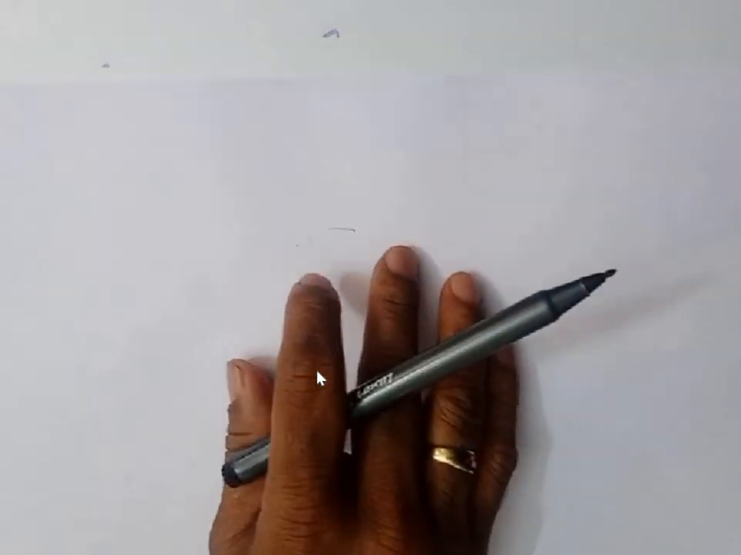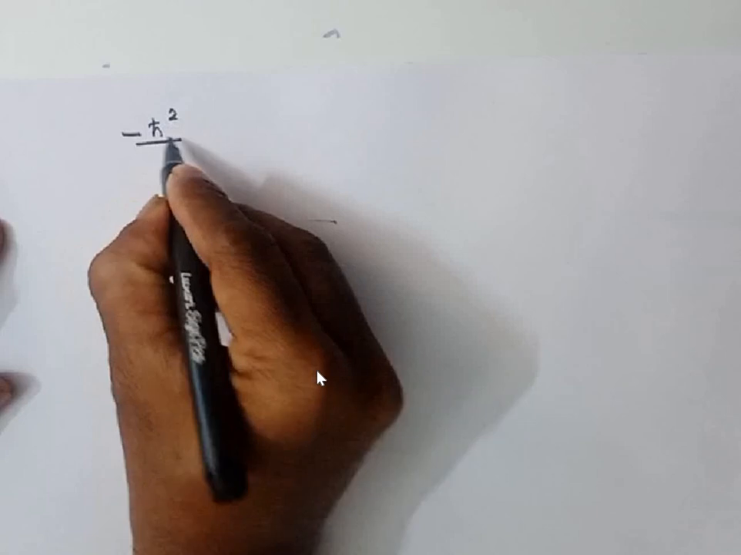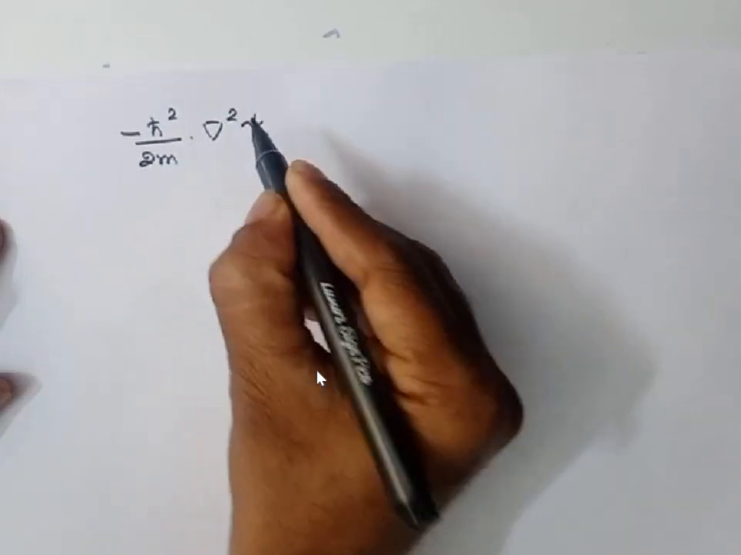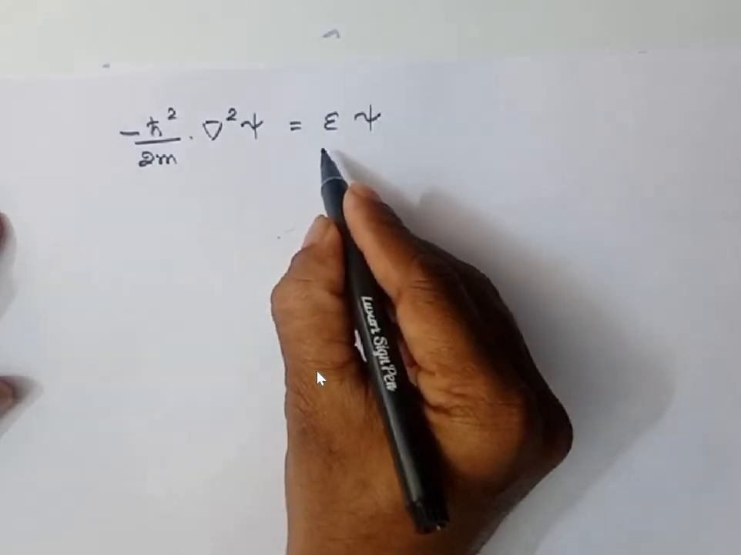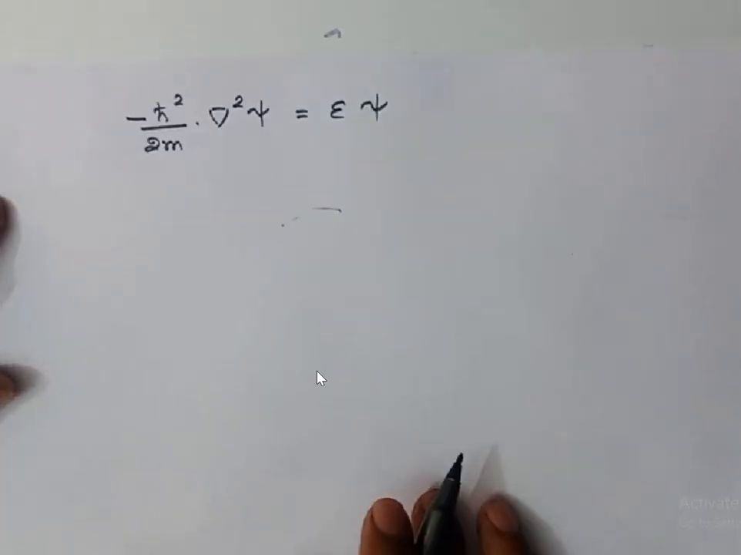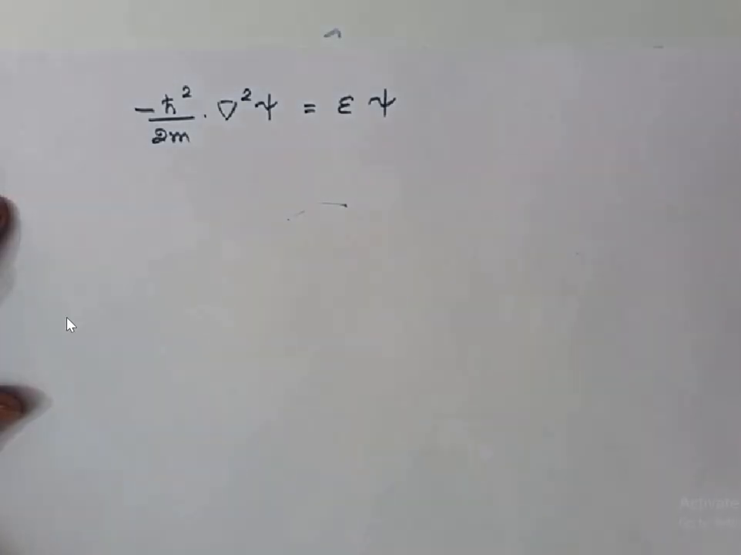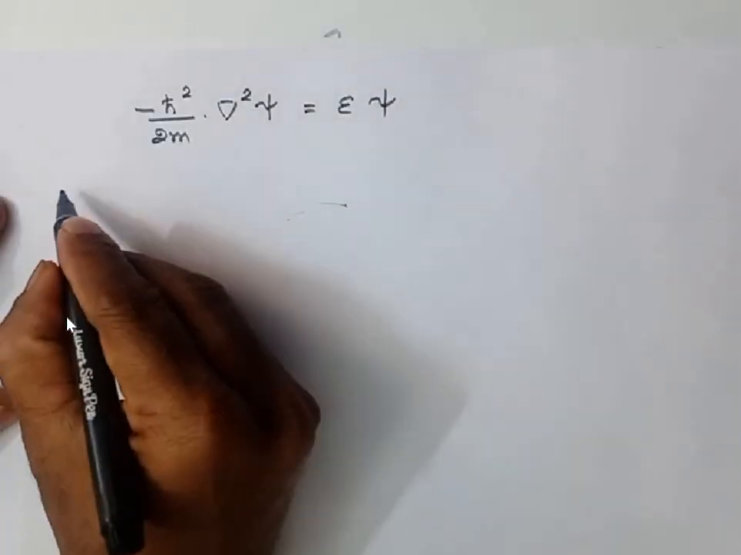So this equation gets modified as minus h bar square by 2m into del square psi equal to E into psi. Let me put this energy as E. Okay. Now this is the Schrodinger equation in 3 dimensions. What is the general solution for this?